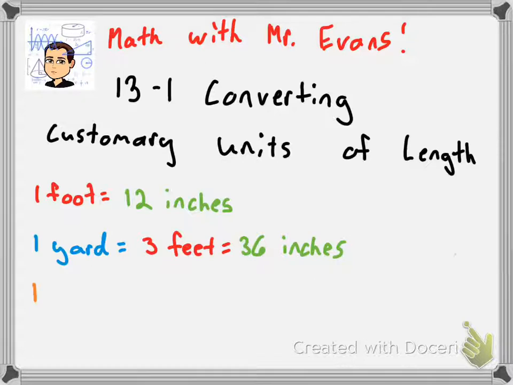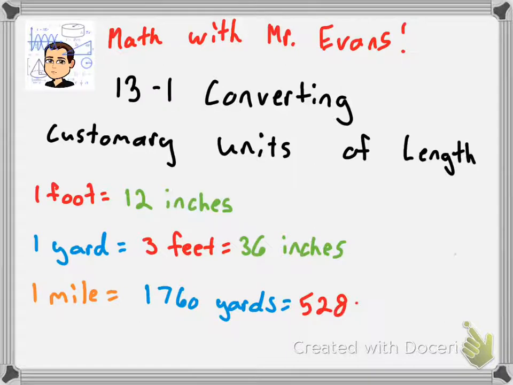And then finally, we have 1 mile, which is equal to 1,760 yards, which is also equal to 5,280 feet. Now, we don't convert miles into inches because that would just be way too big. So you don't have to do inches with miles, but you do have to do yards and feet. Okay, so what we're going to do is convert different measurements from one of these labels to another. So let's take a look.